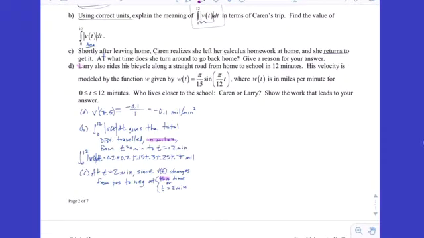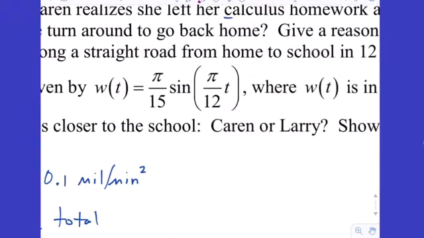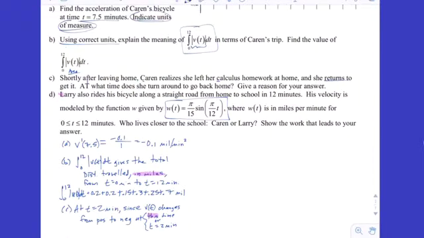Look out, Karen. Larry's velocity is modeled by W of t. V is already taken, so they're using double V, right? W of t. Now, they're not giving you his graph, they're giving you his equation, and it's sinusoidal. So his velocity is like fast and slow, then fast and slow, then fast and slow. Creepy, extra creepy. W of t is also in miles per minute from 0 to 12 minutes. So same units and everything.